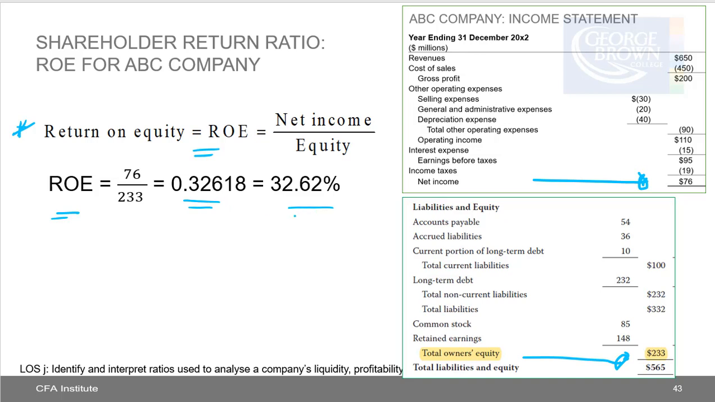0.32618, which equals 32.62%, okay? So when we're looking at shareholder return ratio, return on equity is net income divided by equity. That's a fairly easy ratio to understand and interpret. And again, that is in percentages.